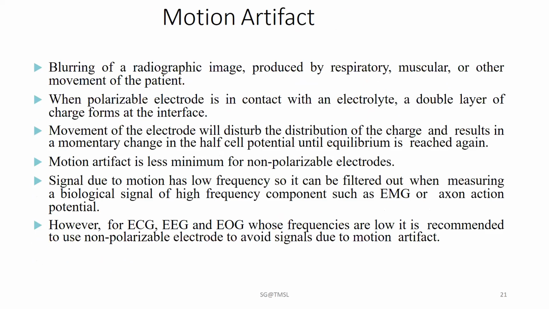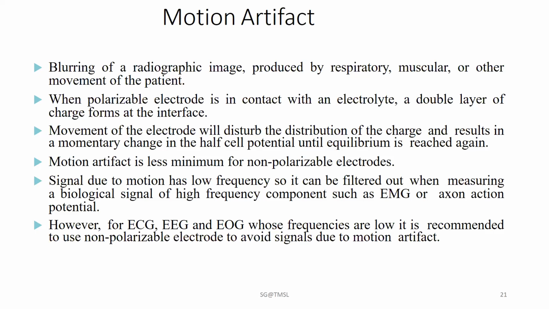Now different motion artifacts can be found. A blurring of a radiographic image is produced by respiratory or muscular or other movement of the patient, and the signal can be blurred. When a polarizable electrode is in contact with an electrolyte, a double layer of charge forms at the interface, which also creates motion artifacts. Movement of the electrode will disturb the distribution of this charge and results in a momentary change in the half cell potential until equilibrium is reached again.